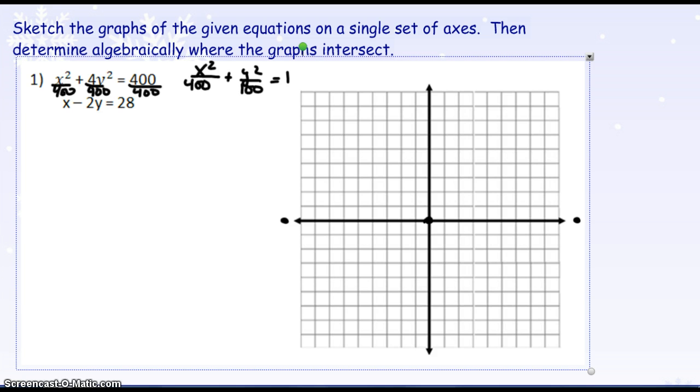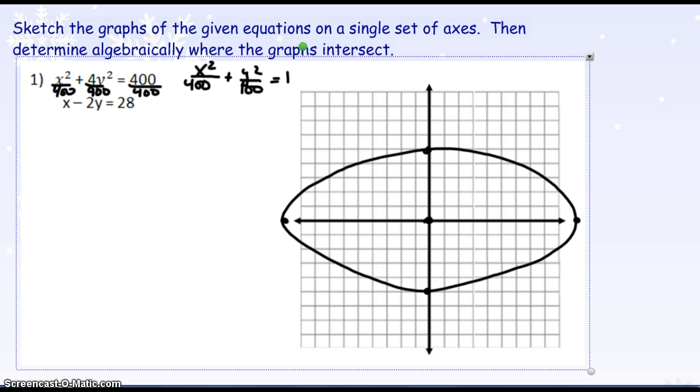The square root of 100 is 10. So 2, 4, 6, 8, 10, and 2, 4, 6, 8, 10. So there's the ellipse.